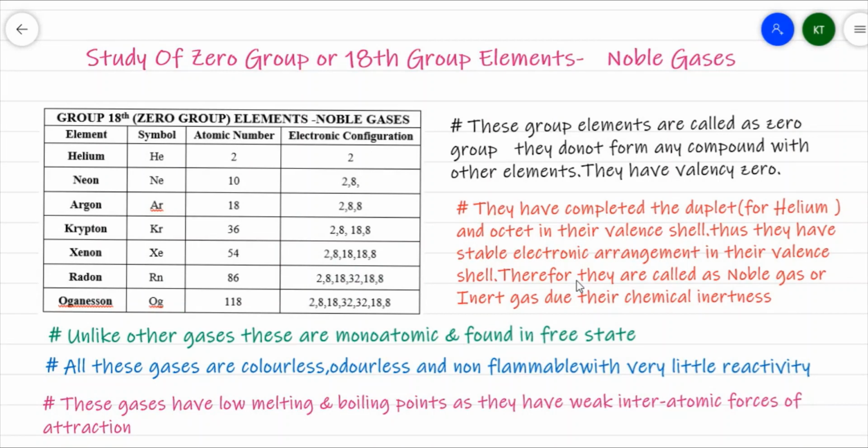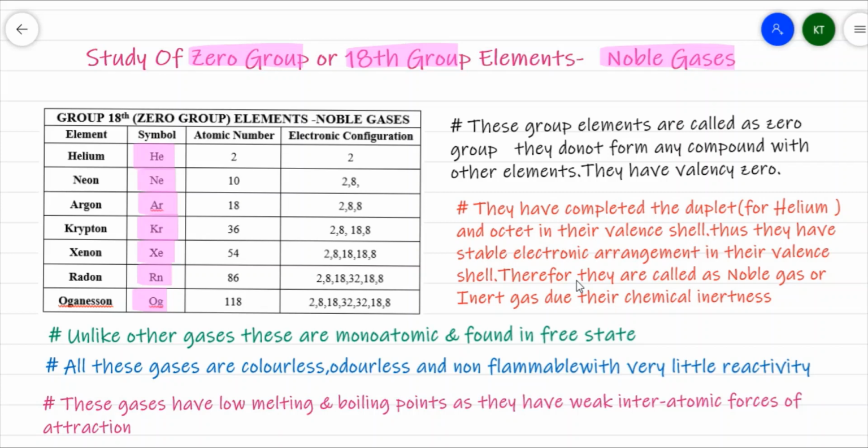In this video, video number 13, we are going to study some general properties of zero group elements or 18 group elements, which are also known as noble gases or inert gases. So I have helium, neon, argon, krypton, xenon, radon, and oganesson, which is a newly discovered element. Now these are the elements which we consider as zero group or 18 group elements.